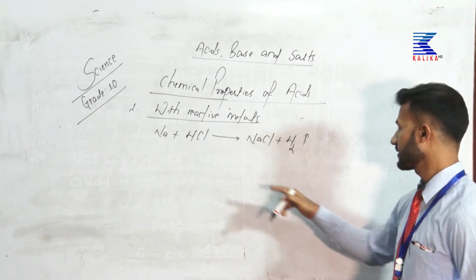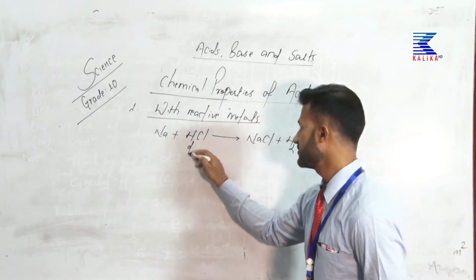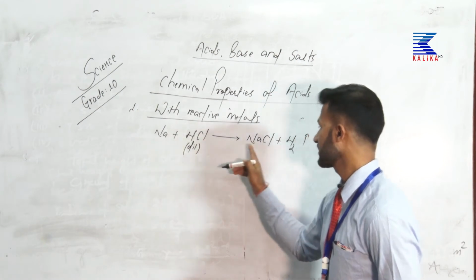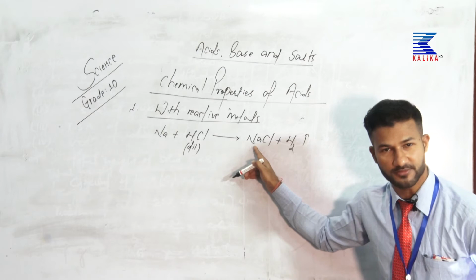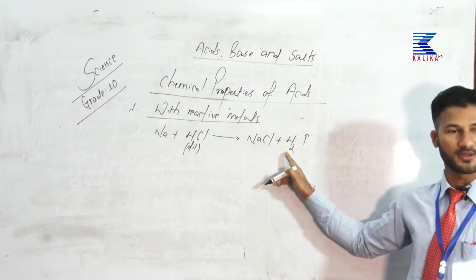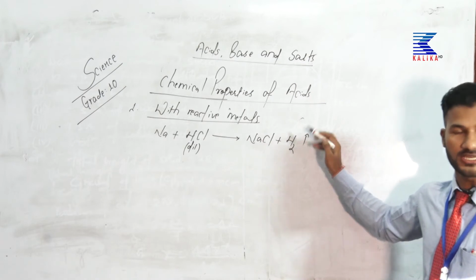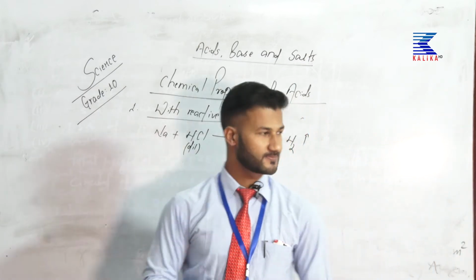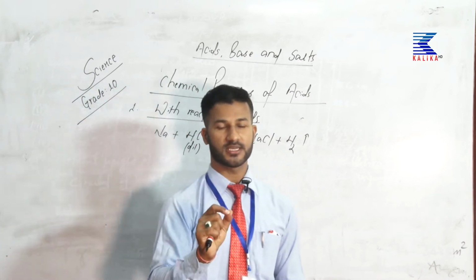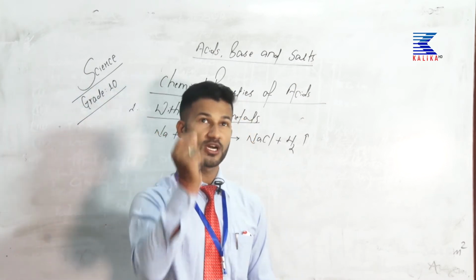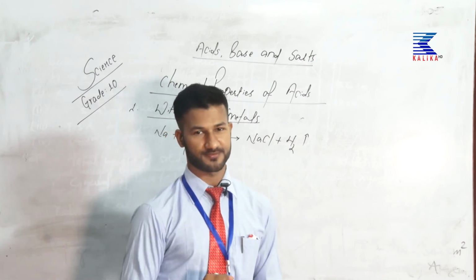Look, whenever a reactive metal is treated with dilute acid, the corresponding salt is formed along with the release of hydrogen gas. Here I have pointed an arrow up. It indicates that this is a gas. Since hydrogen gas is very light, it goes up as soon as it is released in the chemical reaction.